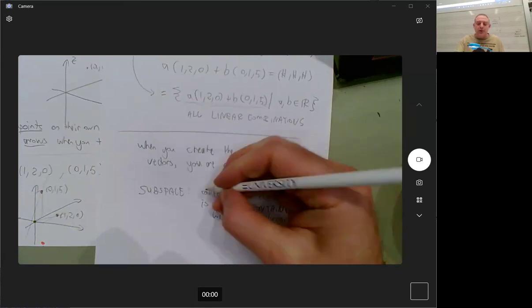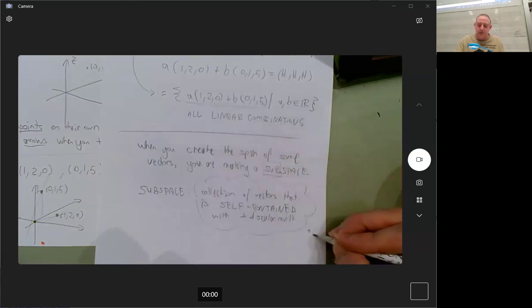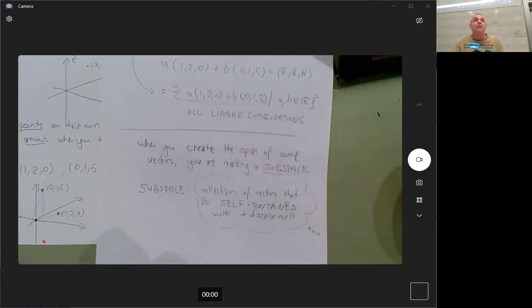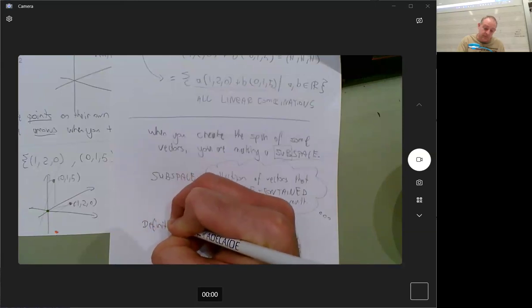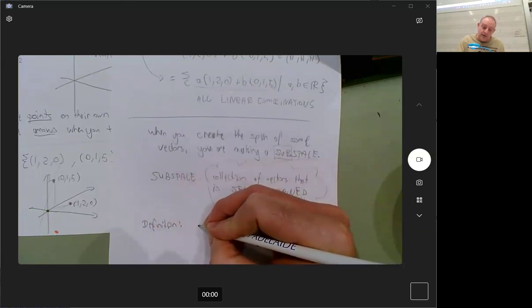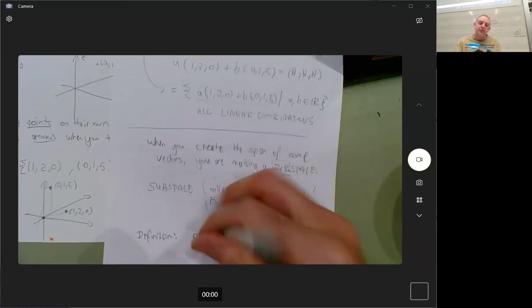That's what it is. So this is what we think it is, and then we create a definition that matches that thought. It has to be self-contained, which means that you have to be able to do addition and not escape. You have to be able to do scalar multiplication and not escape. And it has to have some vectors in it at all, because that would be stupid. But also, all subspaces have a zero vector, and so we need it to have the zero vector. And so the definition, now I need to write it properly.